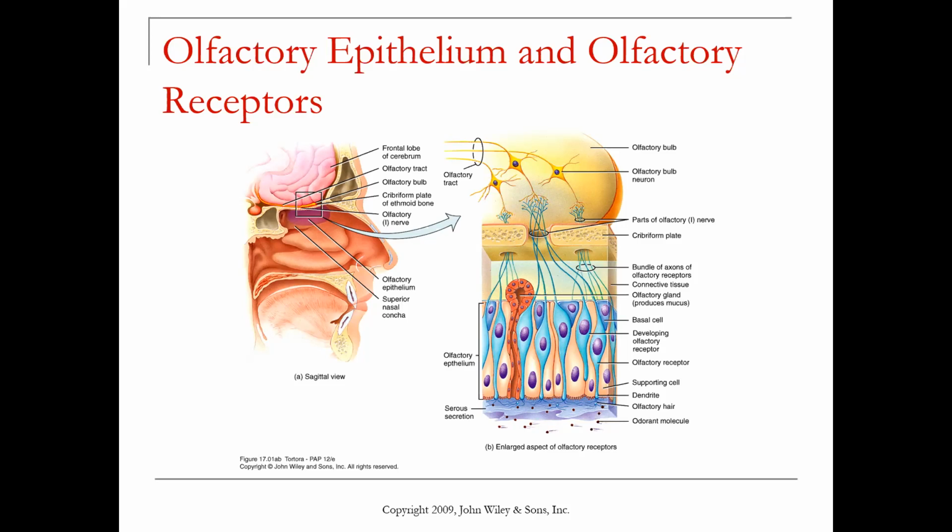And that sends signals down the olfactory nerve, but it becomes the olfactory tract at some point. Here's the frontal lobe right here, there's the olfactory tract, there's the olfactory nerve coming up through here, and at some point it becomes the olfactory tract right there.